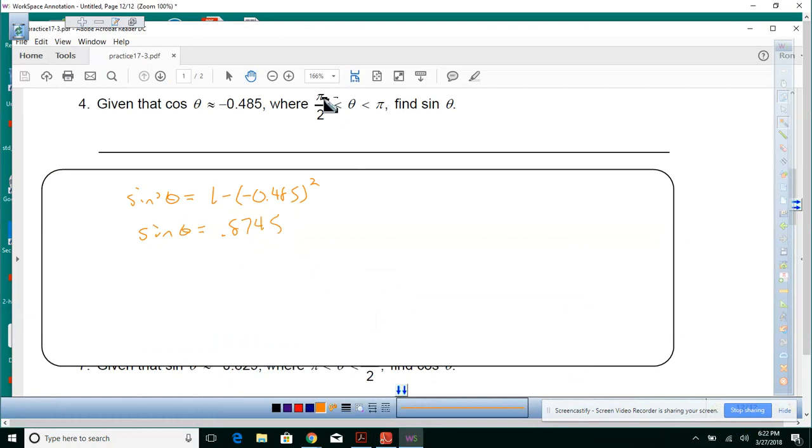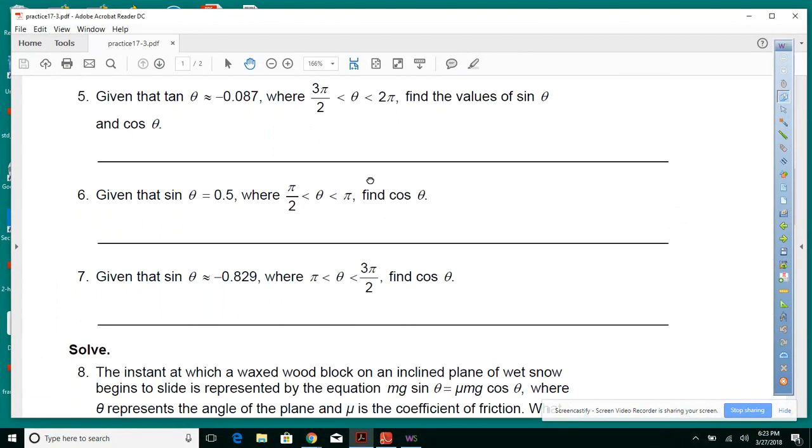Now I'm between pi over 2 and pi, so I am in the second quadrant, and sine is positive there. So I've got sine theta equals 0.8745. Good job.